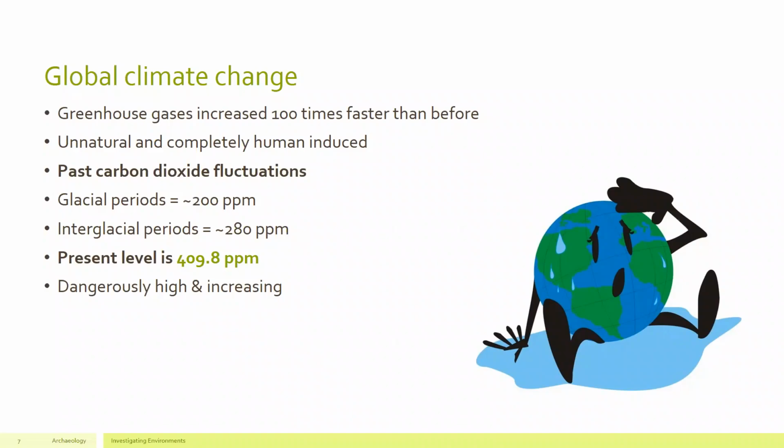Past carbon dioxide fluctuations can be measured. So in a typical glacial period or ice age, we would have about 200 parts per million of carbon dioxide in the atmosphere. During a typical interglacial period, we'd have about 280. So you're really looking at a slight difference of less than 100 parts per million in the atmosphere that could result in a shift from a glacial period to an interglacial period. Now, today we're at 409 parts per million, basically 410 parts per million. This is dangerously high, and it's increasing.